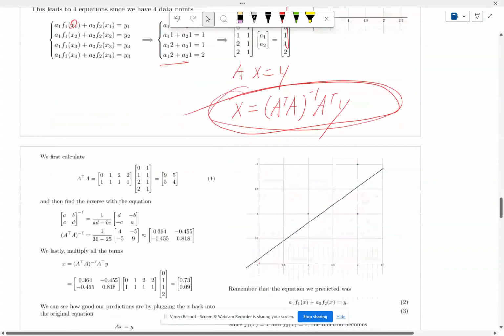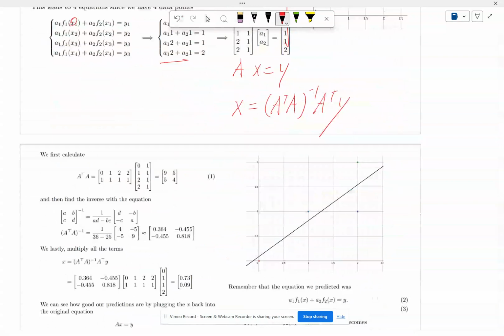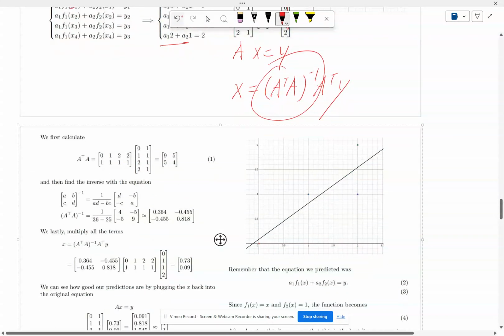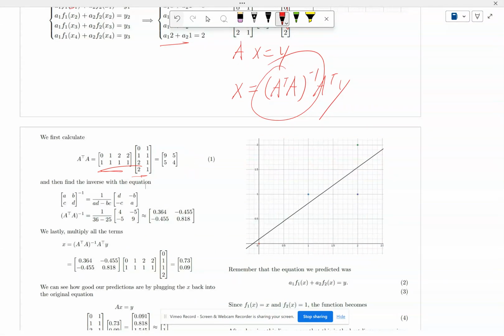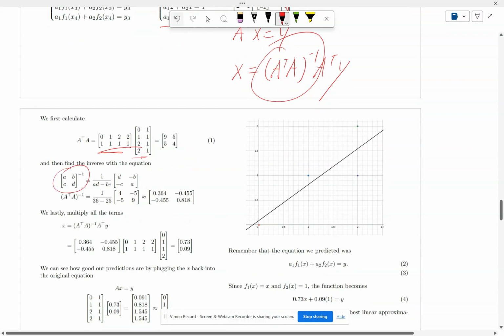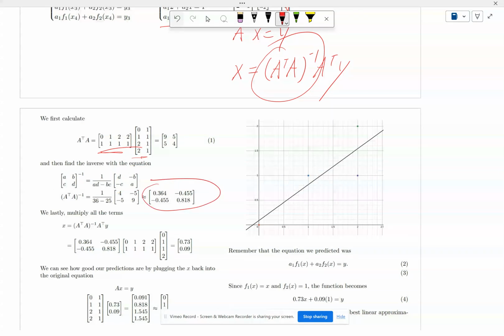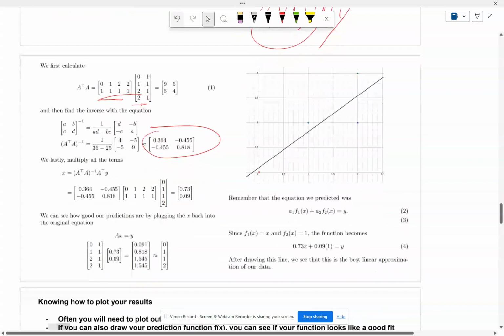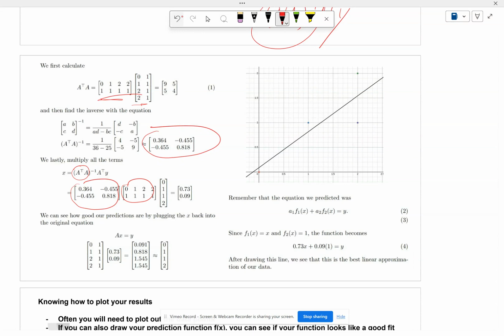The first thing we need to do is calculate the inverse. So we take A transpose times A, and now we can calculate the inverse, which is right here. I taught you how to quickly calculate the inverse of a 2 by 2 matrix. Once you calculate the inverse, it should look something like this. Lastly, we multiply all the terms together: we take this, multiply by A transpose, and multiply by y. The final result is right here. So that's what x is.